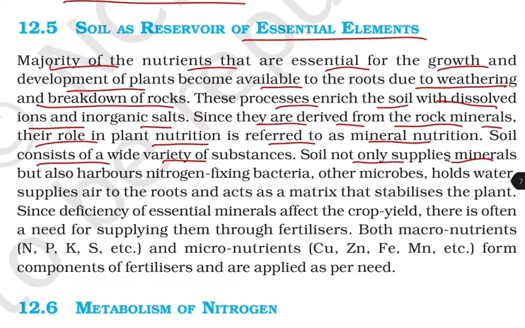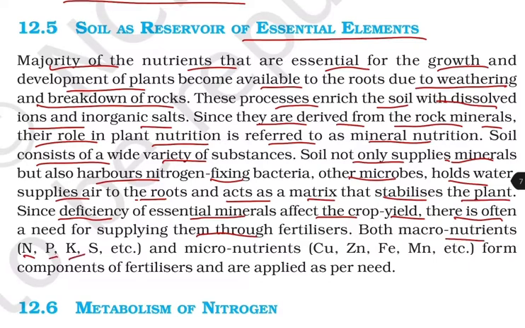Soil not only supplies minerals but also harbors nitrogen fixing bacteria and other microbes, holds water, supplies air to the roots, and acts as a matrix that stabilizes the plant. Deficiency of essential minerals affects the crop yield, and there is often a need for supplying them through fertilizers. Both macronutrients, that is nitrogen, phosphorus, potassium, sulfur, etc., and micronutrients, that is copper, zinc, iron, manganese, etc., form the components of fertilizers and are applied as per need.